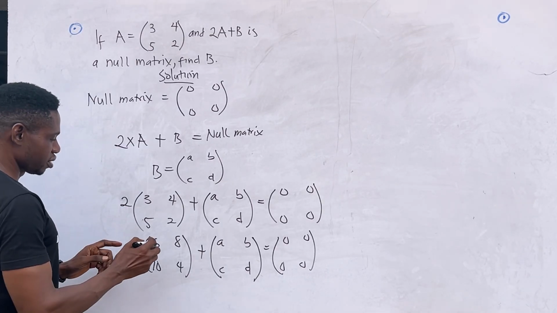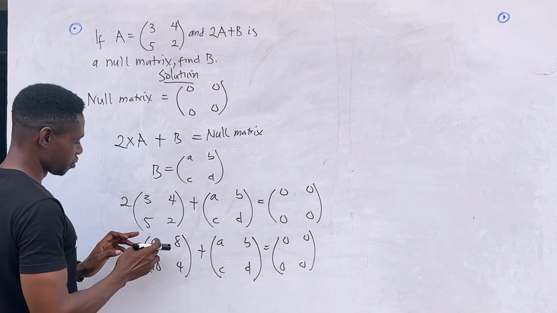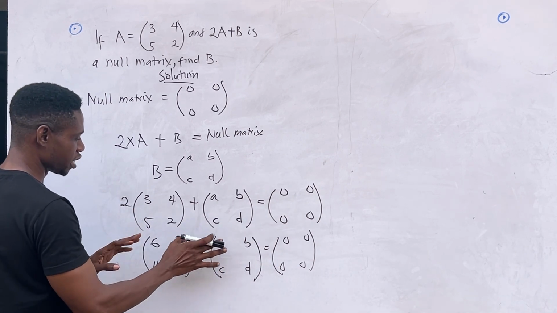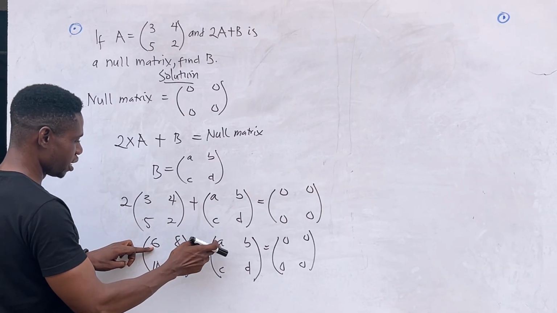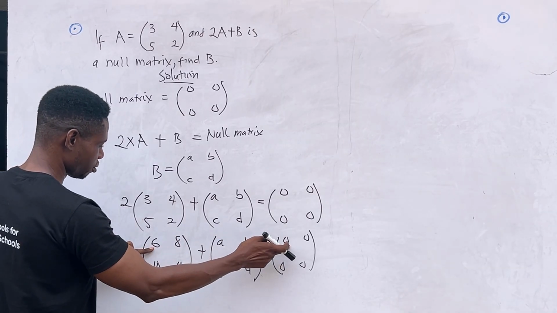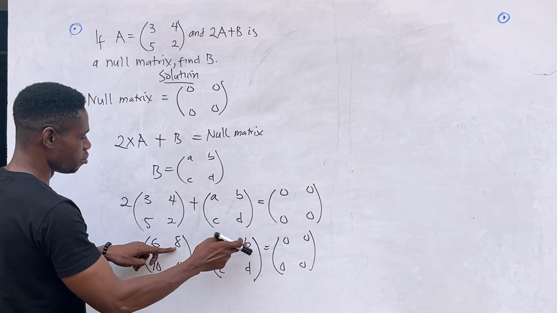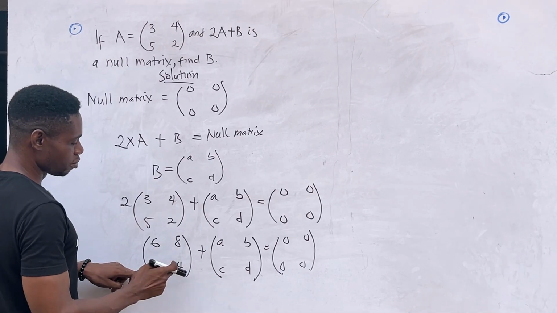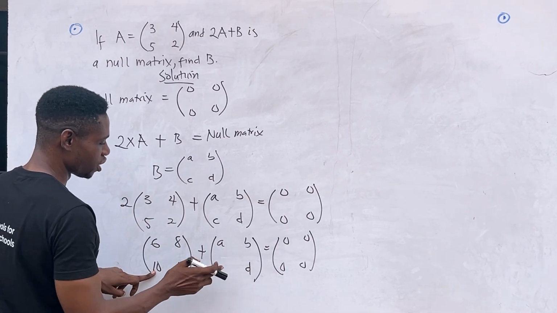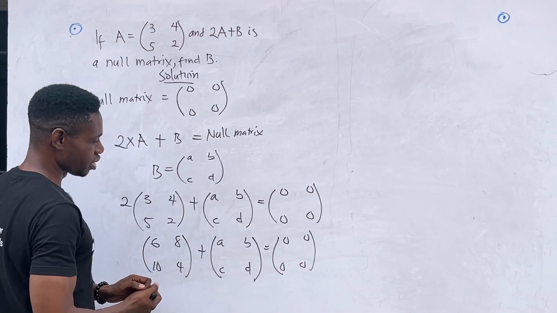Now, 6 plus A, picking their positions now. When you are adding two matrices, you pick their positions and you add. So it means that 6 plus A is equal to 0. And that 8 plus B equal to 0. So we can find B. 10 plus C equal to 0. We can find C with that. And 4 plus D equal to 0.